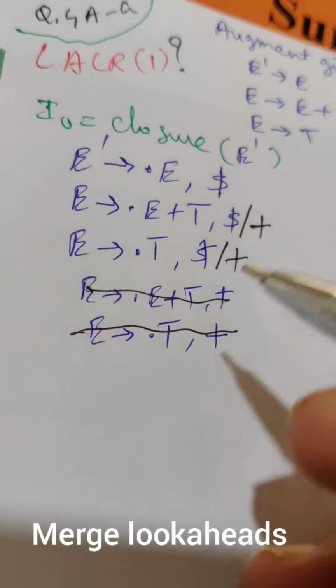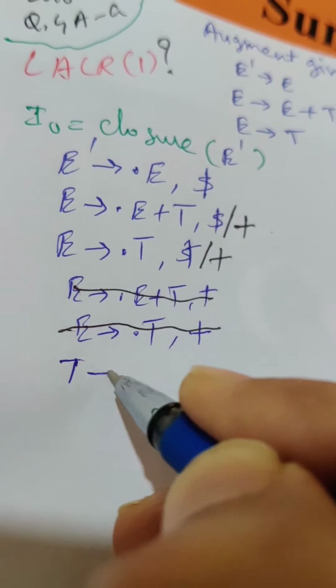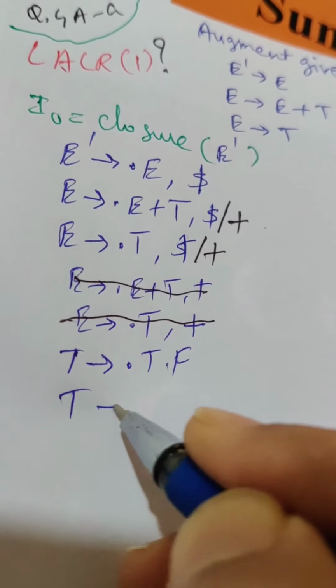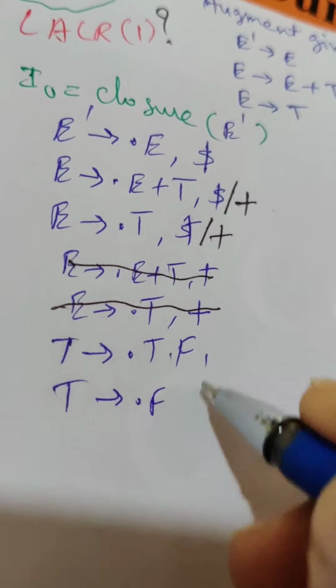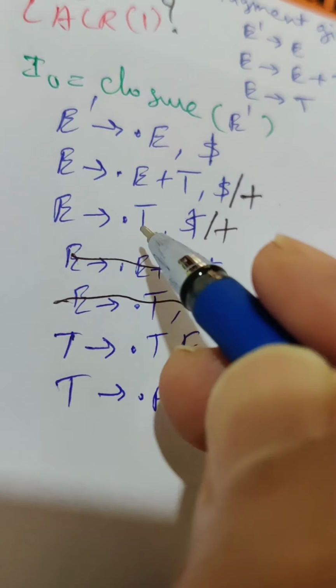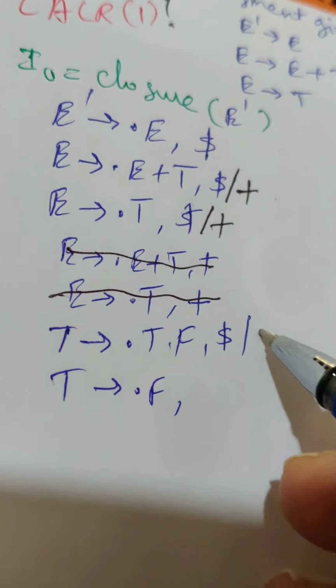Now after the dot we get dot T, so we write the rules of T. So it is T goes to dot T F and T goes to dot F. For these two rules we need a lookahead. These two rules of T are because of this T, so the lookahead of this T can be dollar or plus, so we write here dollar or plus.